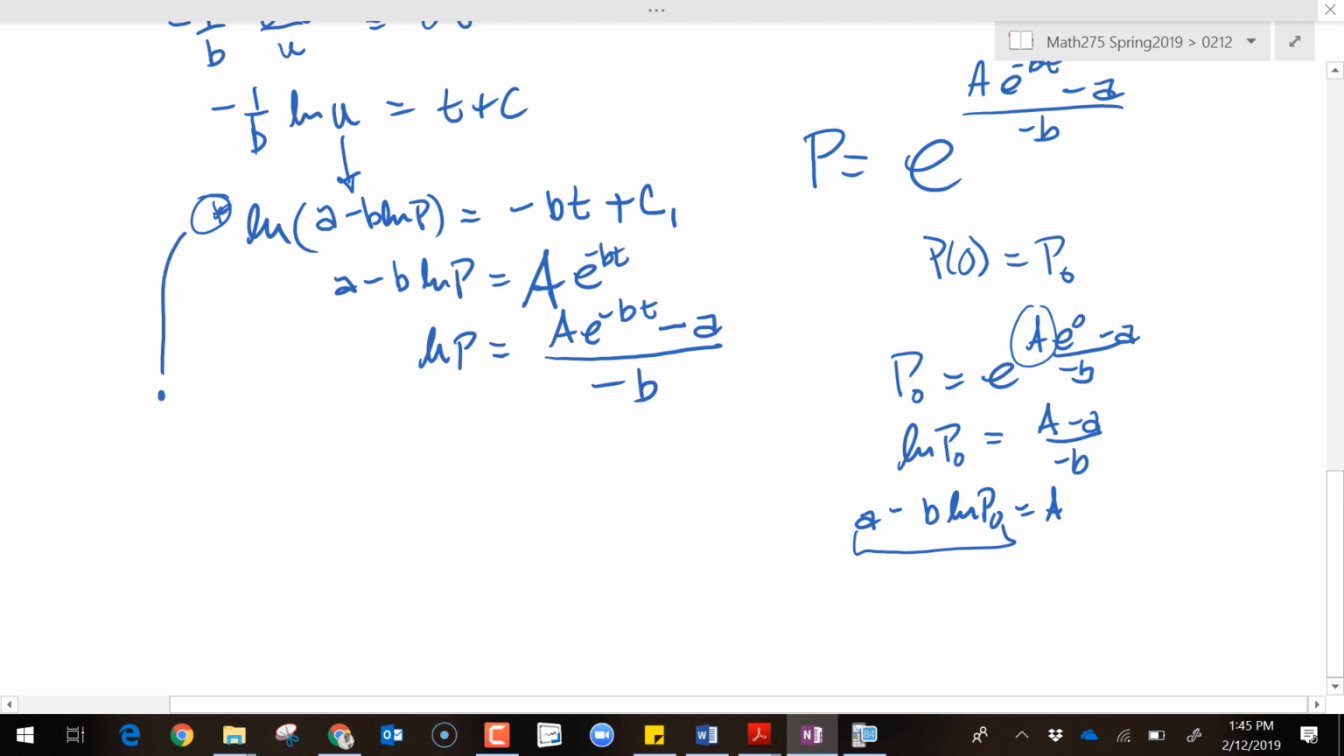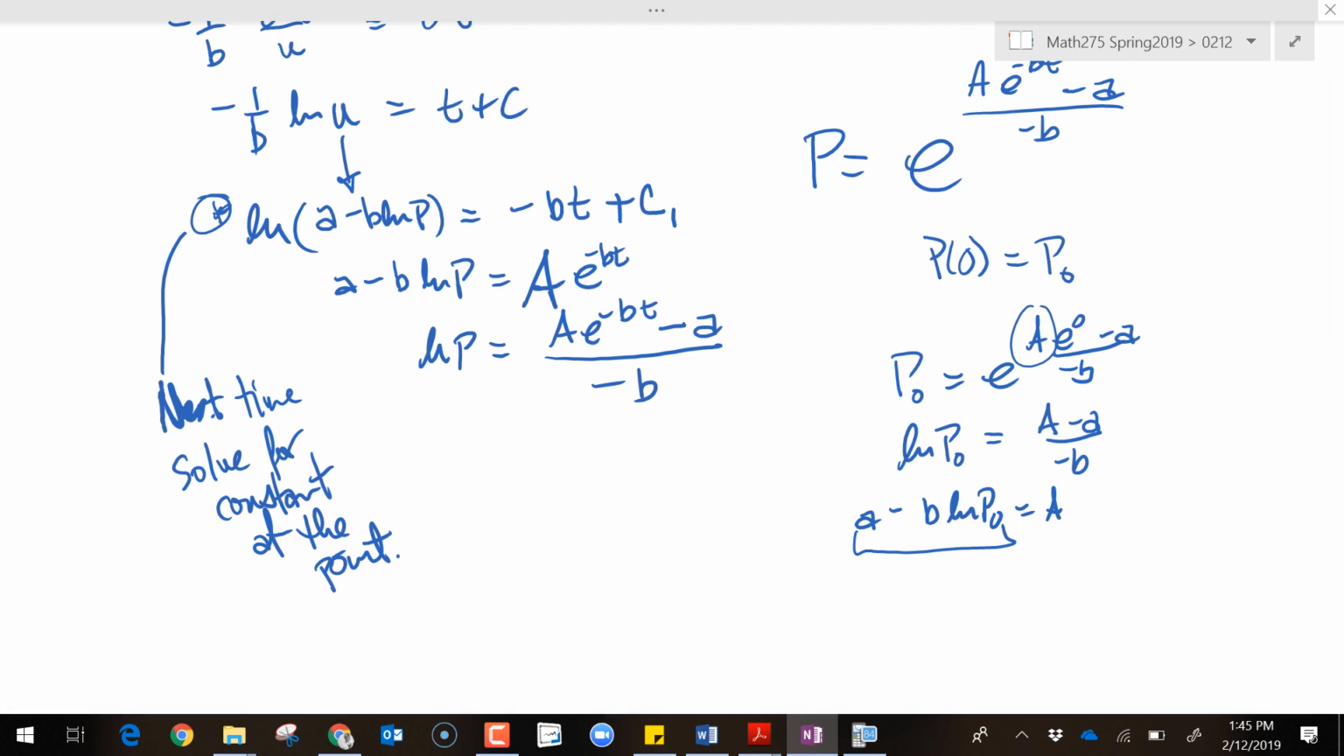All right, so maybe another time solve for the constant at this point. Because if you solve for the constant at that point, it'll be easier to solve for your p value.